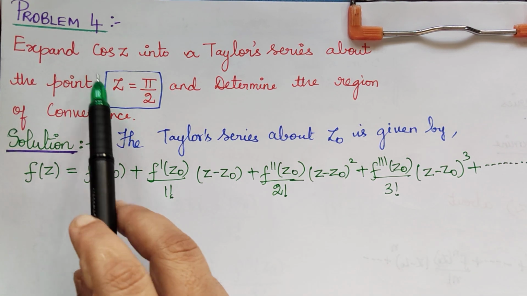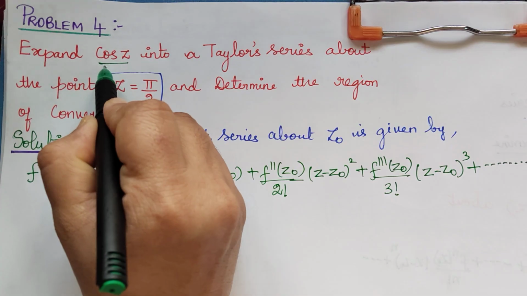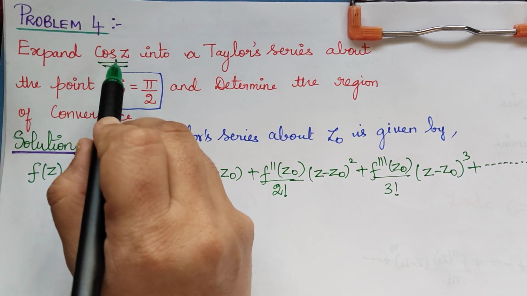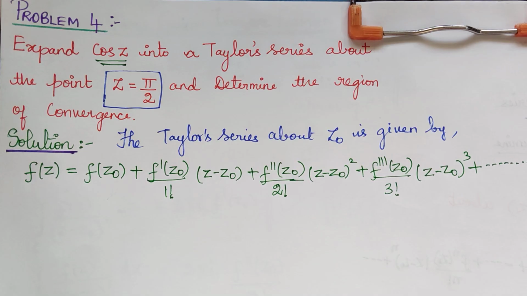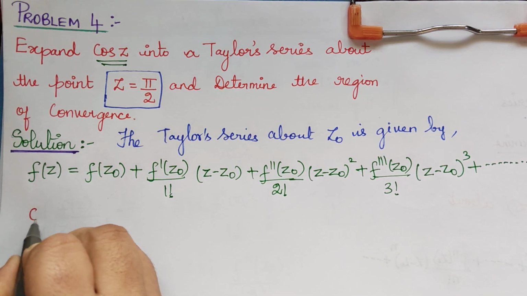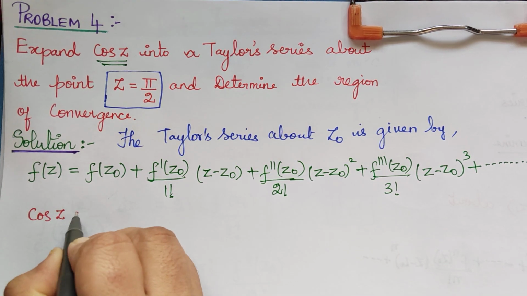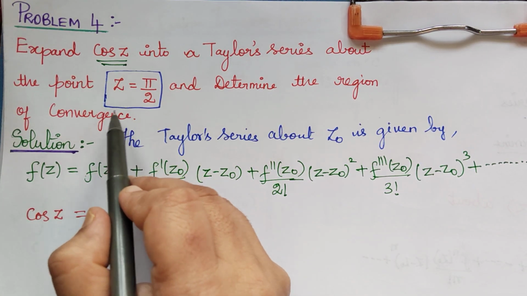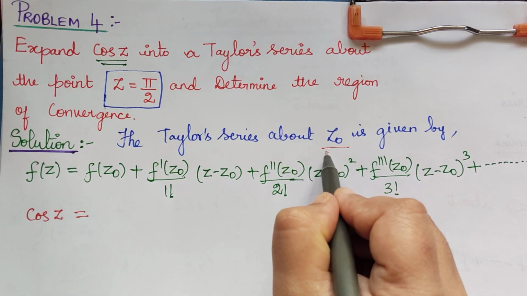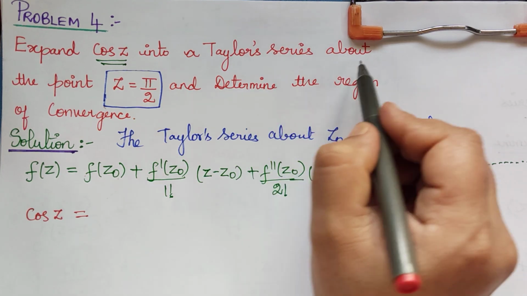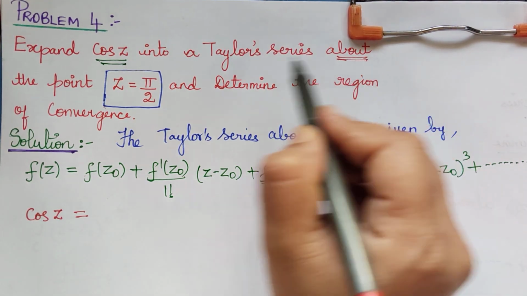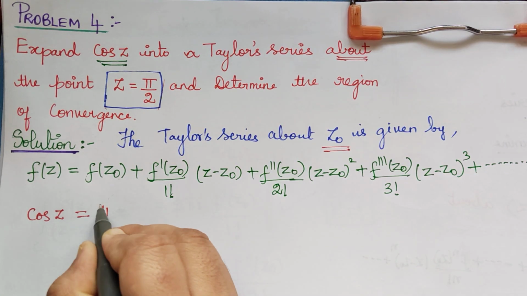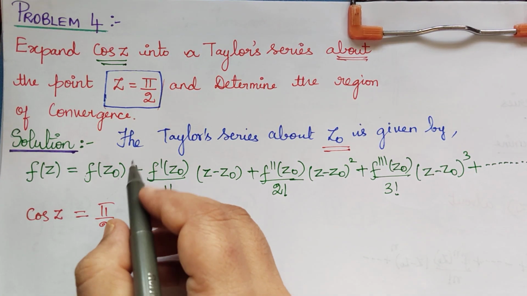We are given that f of z is cos z, that is the function to be expanded is cos z, so we have to take it as f of z. So when we substitute that here, we get cos z to be equal to f of z naught. Now what is z naught? Z naught is the point about which the series has to be expanded. Here the series has to be expanded about the point z equal to pi by 2. So we have to substitute f of pi by 2.